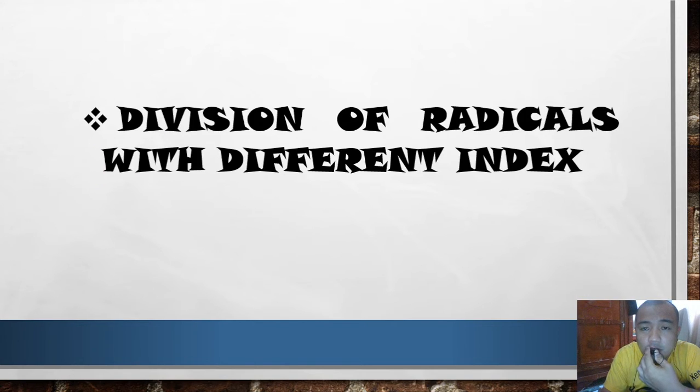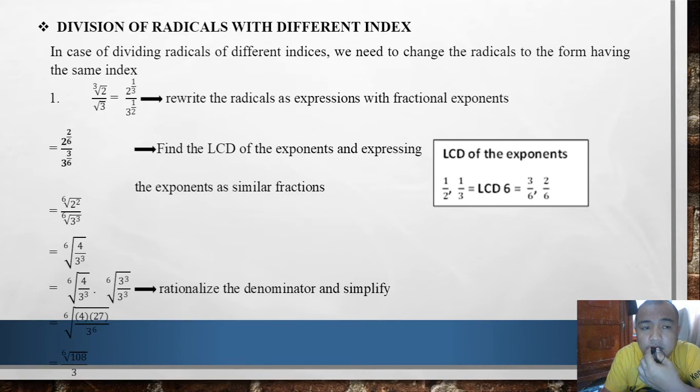Next, about this division of radicals with different index. In case of dividing radicals of different indices, we need to change the radicals to the form having the same index. Cube root of 2 divided by square root of 3, this can be written as 2 raised to 1/3 all over 3 raised to 1/2. So they are different. How can we do this?